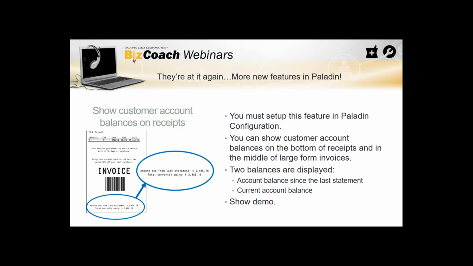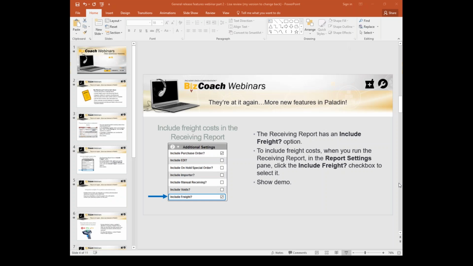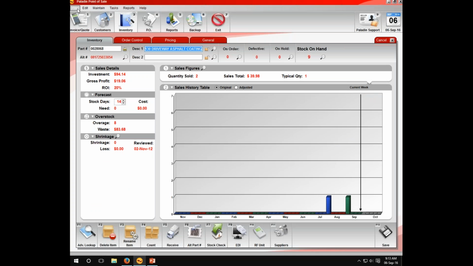So this is going to show up on both receipts. On your standard TSP 100 receipt, your smaller one, it's going to show up on the bottom, just like what this picture says: the amount due from last statement and then the total currently owing, because those balances could be different. Now, if you do half sheet receipts or full sheet receipts, it's going to show up in the middle, right after the text is done. That way you can see it right there as well. So I'll go ahead and show you how to set that up inside Paladin.